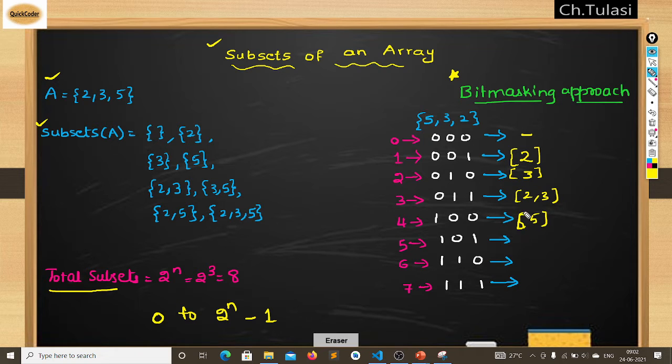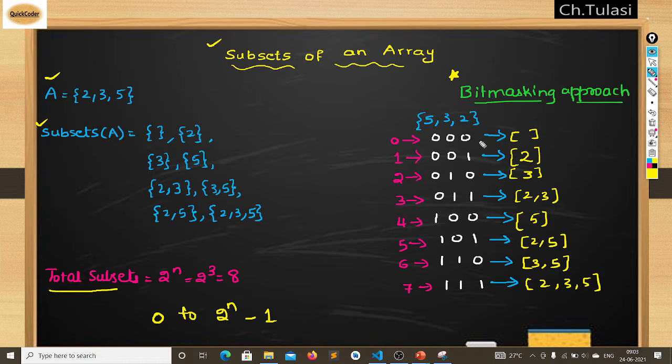Here 5 and 2 will be there, 2 and 5. 3 and 5 are there; at 3 and 5, 1 is present. Here at all elements 1 is present, so 2, 3, 5. So we encountered all the subsets here. Okay, I found it very easily.